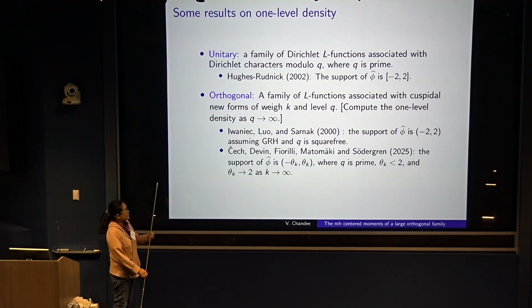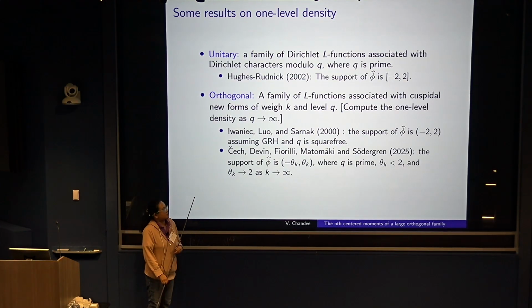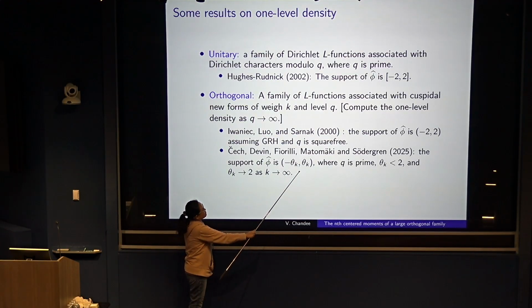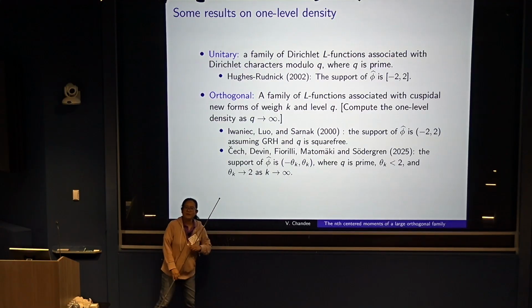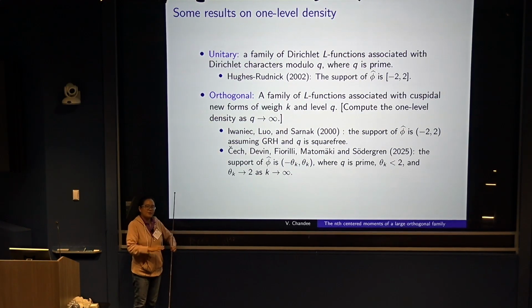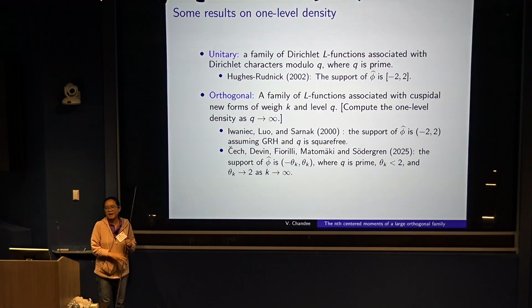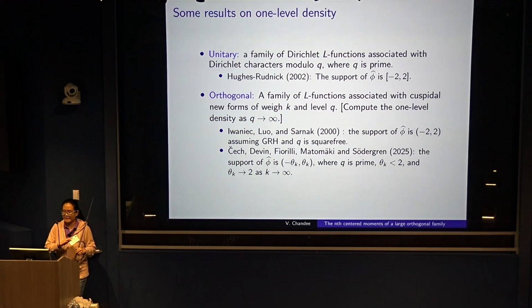Recently, there's a work by Cech, Devin, Fiorilli, Matomäki, and Södergren. They get the support, still less than 2, but it goes to 2 as K goes to infinity. But that work doesn't need to assume the generalized Riemann hypothesis. So basically, it's almost as good as assuming GRH in this case.